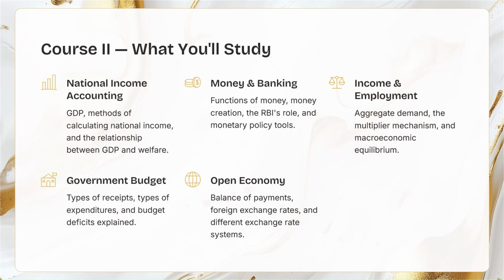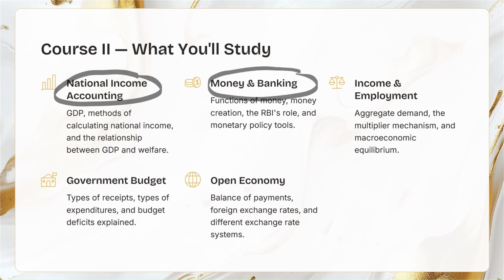This course begins with national income accounting, where students learn how GDP and other national income measures are calculated. The next unit introduces money and banking, including the role of money, the Reserve Bank of India, and monetary policy. You will then study income and employment, where concepts like aggregate demand and multiplier are introduced.